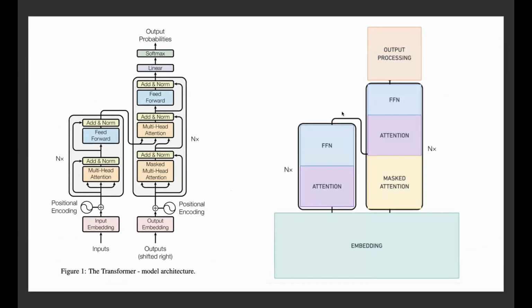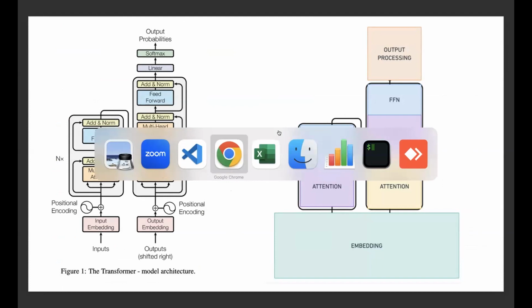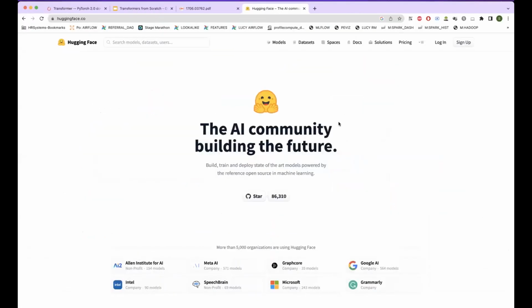Before that, I'll try and navigate through the Hugging Face library. Hopefully my browser is visible. Yeah, so this is the Hugging Face library homepage, and Hugging Face is an open source library which has done an excellent job in building a very easy interface, an easy API, for us to try out these transformer models.